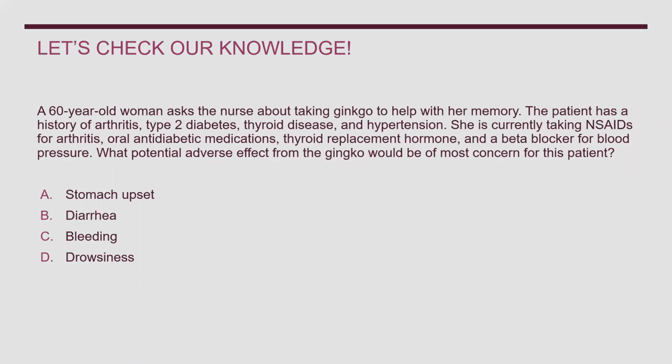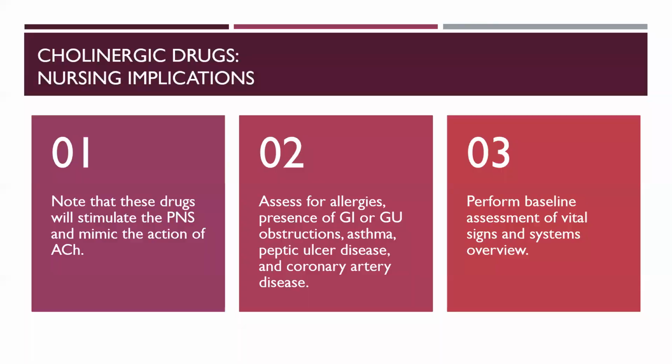A 60-year-old woman asks the nurse about taking ginkgo to help her memory. The patient has a history of arthritis, type 2 diabetes, thyroid disease, and hypertension. She is currently taking NSAIDs for arthritis, oral anti-diabetic medications, thyroid replacement hormones, and a beta blocker for blood pressure. What potential adverse effects from the ginkgo would be of most concern for this patient? C, bleeding, because that can cause increased bleeding.